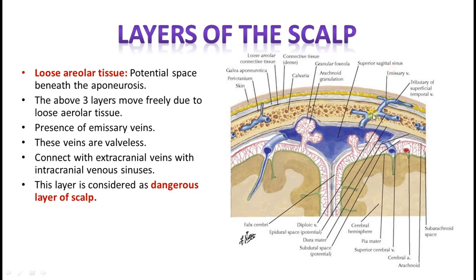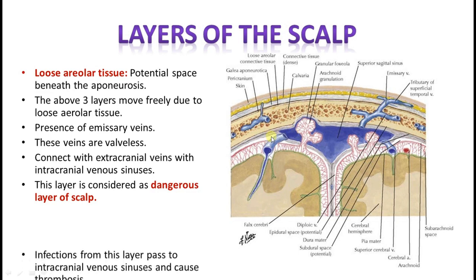And here you are able to see, as I told you, the bone of the vault of the skull has an outer table and an inner table, and this porous tissue is called the diploe, which is drained by the diploic veins. Again, the diploic veins might drain into the extracranial veins, or sometimes they might drain into the intracranial venous sinuses.